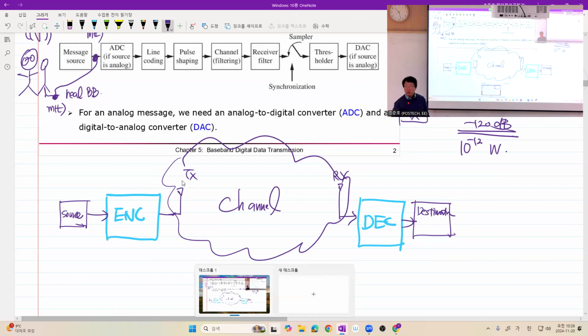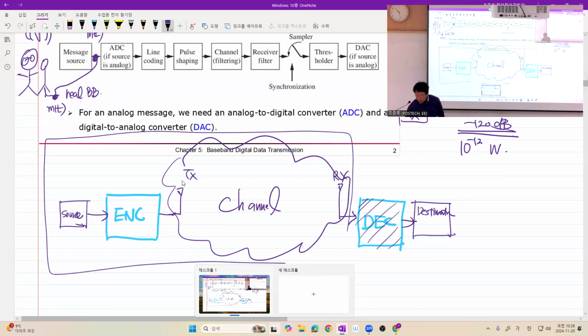Got it? So communications is different from signal processing. For example, if you just focus on this decoder part, and then you view this entire thing as a new source of signal, your received signal, or signal to be processed, in that case, you may say that decoder design or receiver design is the task of signal processing.